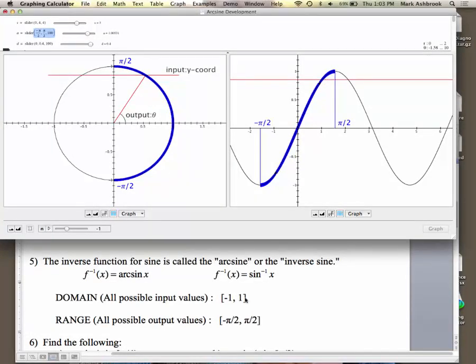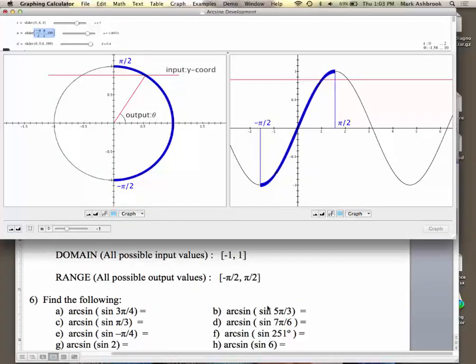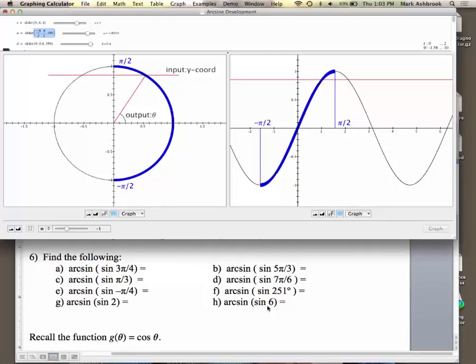Okay, so here's some practice. No calculator, okay? This is to see if you really get it. So we'll do A together: arcsine of sine of 3 pi over 4. Where do we start? Do we start with arcsine or with sine? We're going to start with sine. What is the sine of 3 pi over 4?